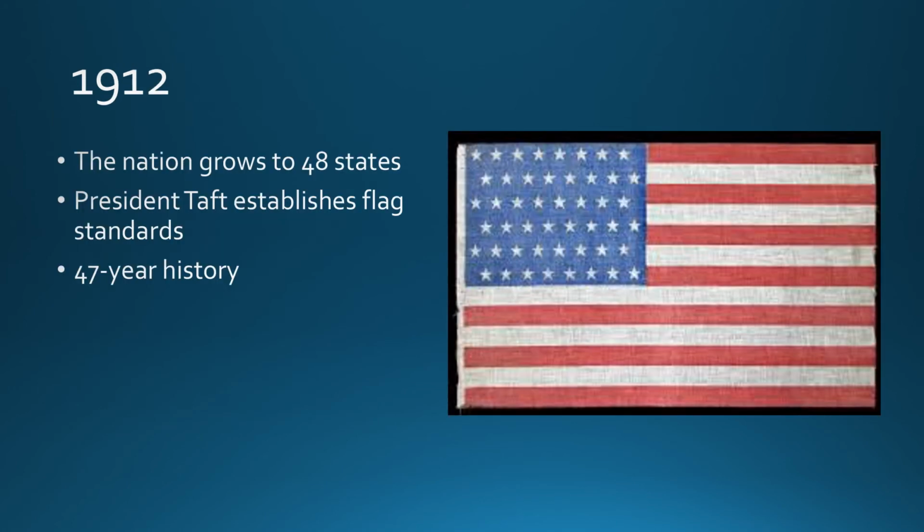On July 4, 1912, the U.S. flag grew to 48 stars with the addition of New Mexico and Arizona. An executive order of President Taft on June 24, 1912, established the dimensions of the flag with an array of stars in 6 horizontal rows of 8 each, and a single point of each star to be upward. This flag was official for 47 years, through 2 world wars and 8 sitting presidents.